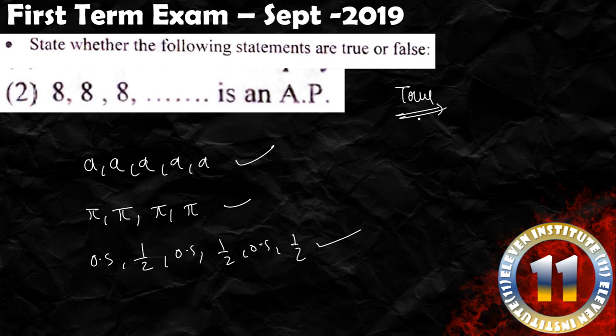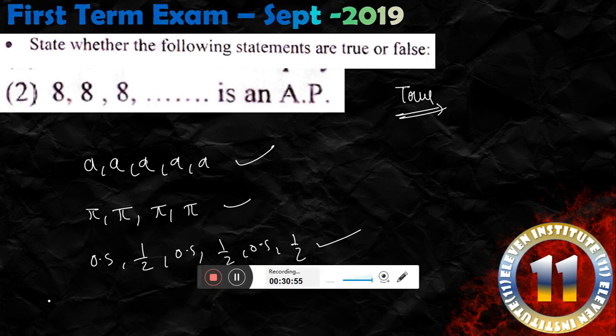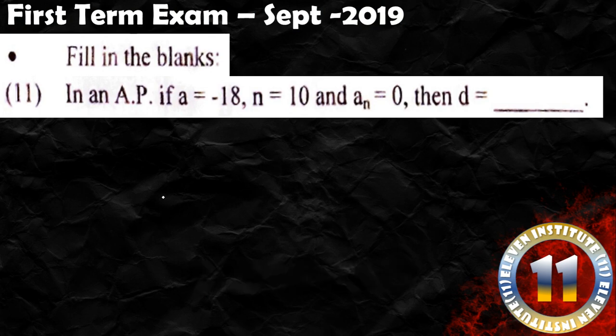So the answer is true. Next question is this. Again, this was asked for 1 mark. You can see that A is given, N is given, AN is 0. We have to find the value of D. So simply we have to apply the formula of AN over here. AN is 0.